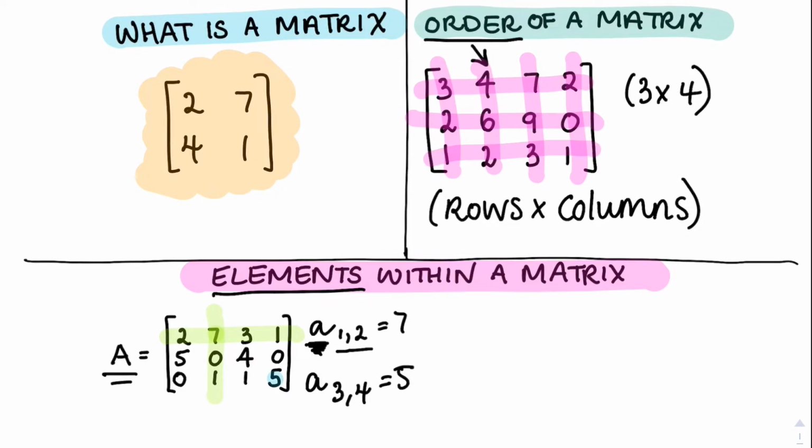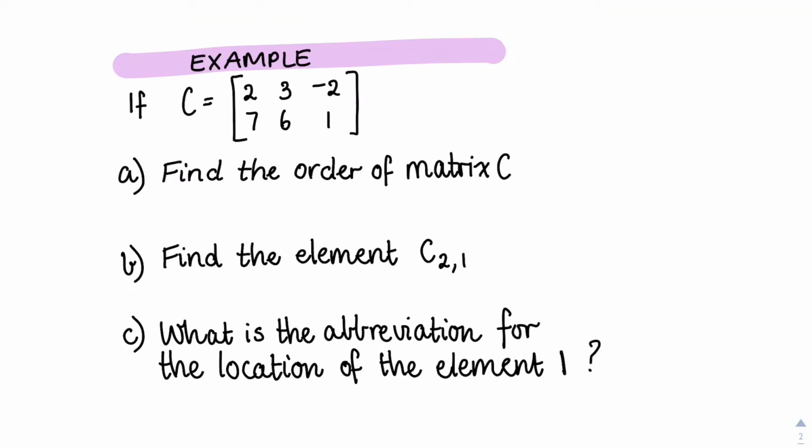How about we take a look at a quick example to help consolidate your learning so far. Let's take a look at this example. We've got matrix C here. Jumping down to question A, we need to find the order of this matrix. We can see that this matrix has 2 rows and 3 columns. So we can say the order of this matrix is 2 by 3.